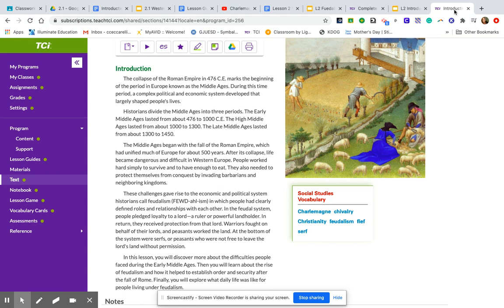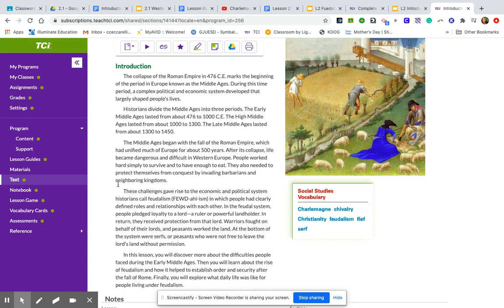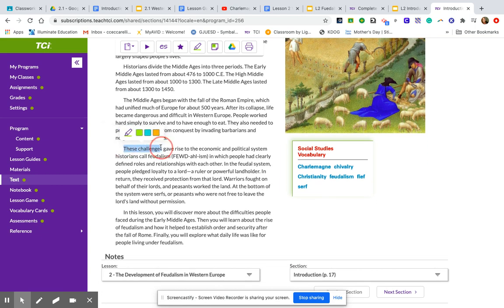Awesome. Back to the introduction. Paragraph number 4, where it starts with these challenges. The purpose for reading paragraph number 4 is to find out what are three groups of people in the feudal system. These challenges gave rise to the economic and political system historians call feudalism, or we call that a feudal system, in which people had clearly defined roles and relationships with each other.